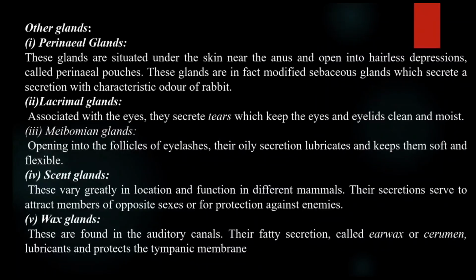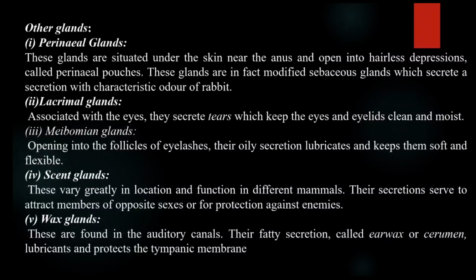And there are some other glands present in a rabbit. First one is the perineal gland, which is present in the posterior region near the anus, and it is situated in a hairless depression. These glands are modified sebaceous glands and are responsible for the secretion of the characteristic odor of rabbit. Next is lacrimal glands.